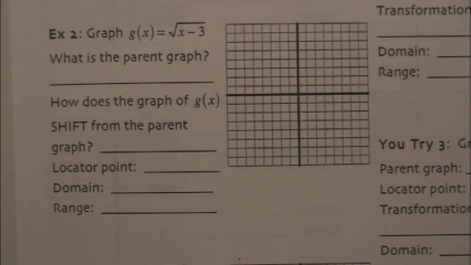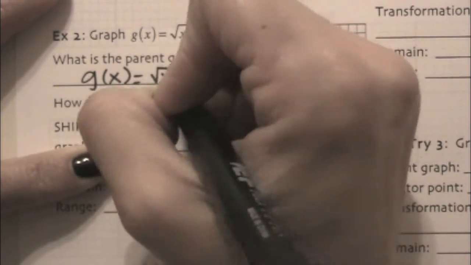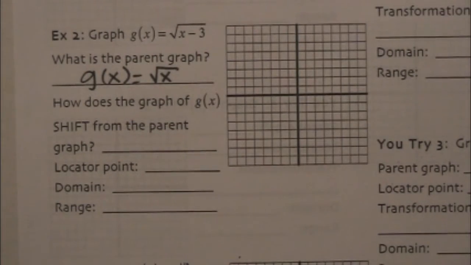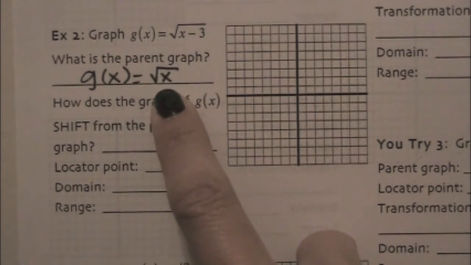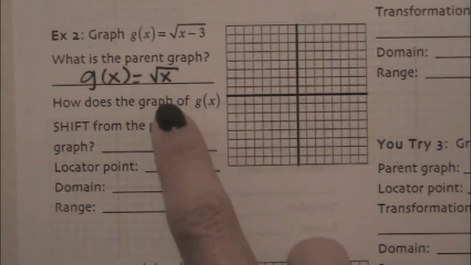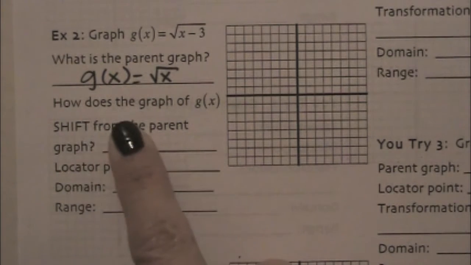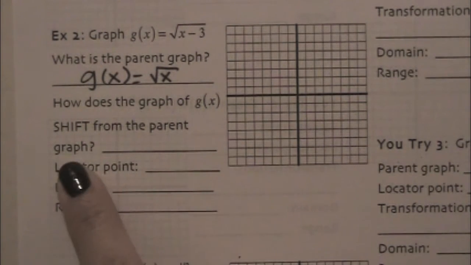For our next example, we're going to graph g of x equals the square root of x minus 3. And it says, what is the parent graph? So our parent graph in this case is the square root of x. So we're going to use the graph from the previous example, and then we're going to have a shift. So it says, how does the graph of g of x shift from the parent graph?